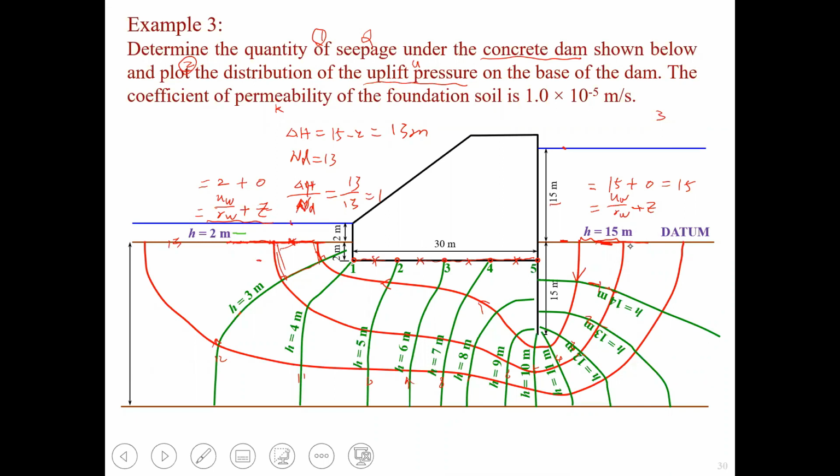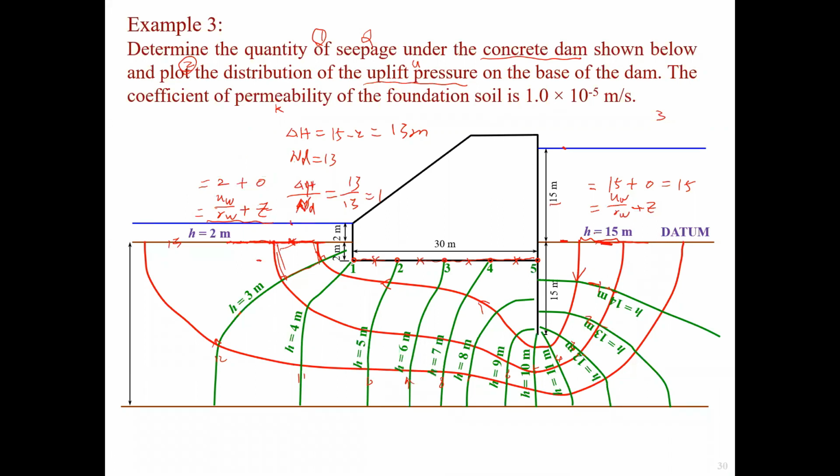So let's say the value for delta H was 26, and then ND was 13. So that will be 2, and 2. Exactly, so that'll be 2. Then that'll be 4, that'll be 6, that'll be 8, that'll be 10. Is that correct? Yeah, that's right.